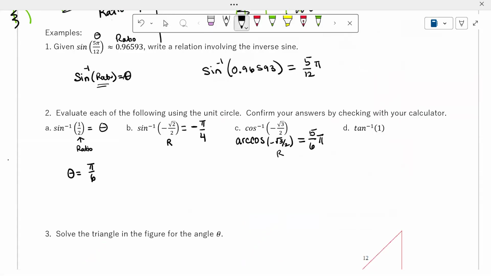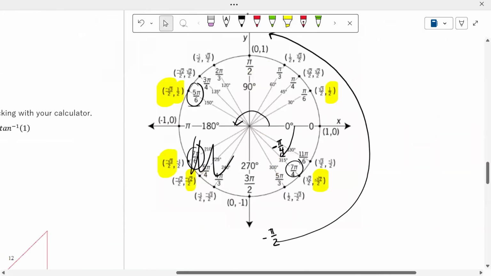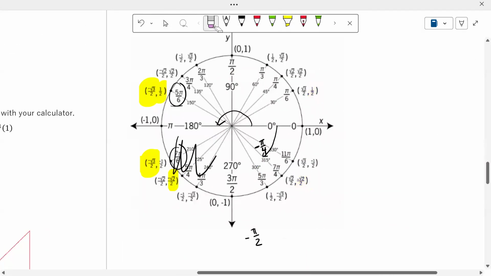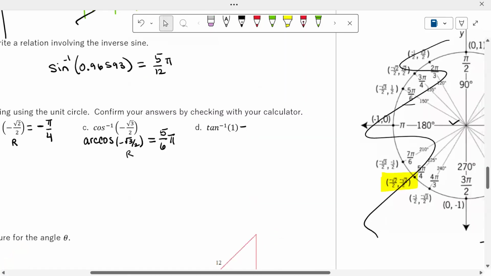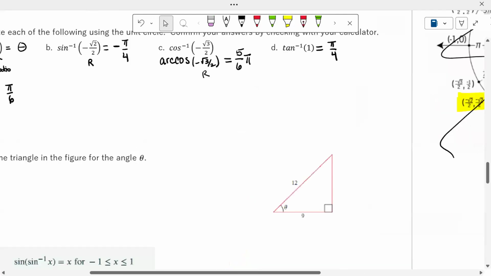Inverse tangent of 1. Remember that tangent is the y over the x. So I'm looking for the places where y over x is 1. That happens here and here. But remember, arctangent only gets to map back to angles in quadrants 4 or 1. So our answer will be the angle pi over 4.